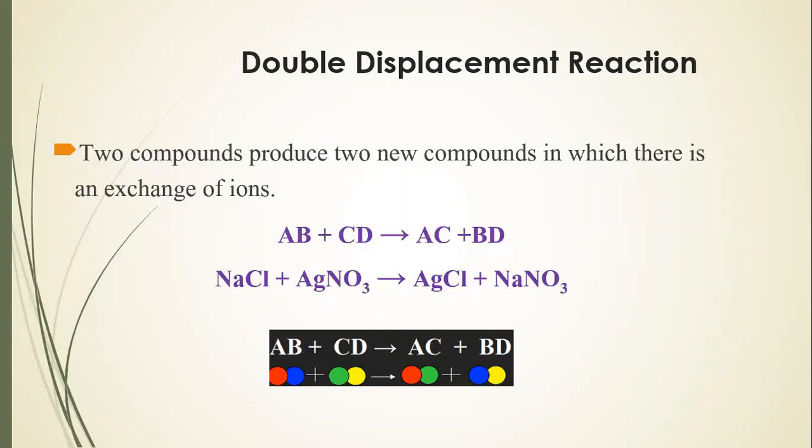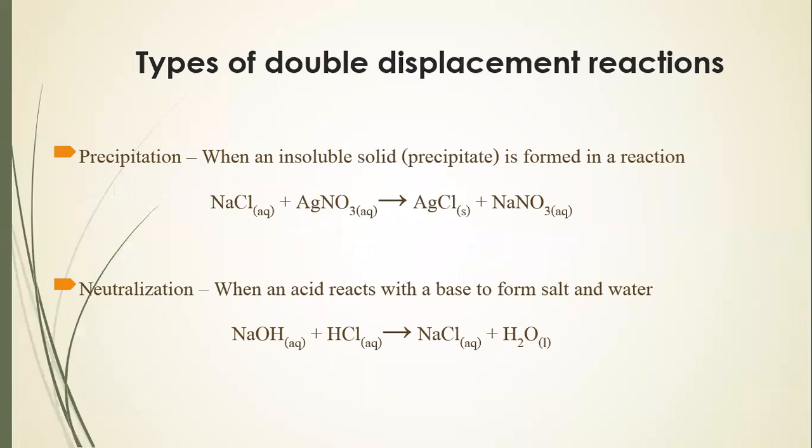Okay, exchange of ions. There are two types of double displacement reaction. One is precipitation and the other one is neutralization. Once you are mixing two solutions like sodium chloride and silver nitrate, if you are getting an insoluble solid after the reaction, you call that reaction as precipitation, and the insoluble solid is found to be the precipitate. Then neutralization reaction, probably you might be familiar, that's the reaction between an acid as well as a base.